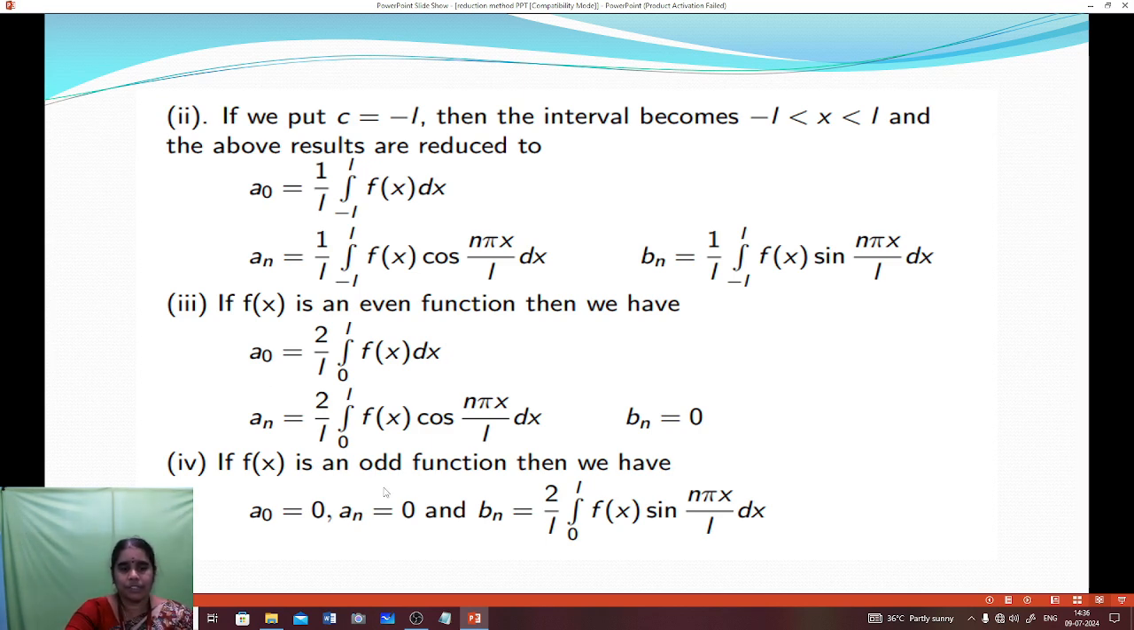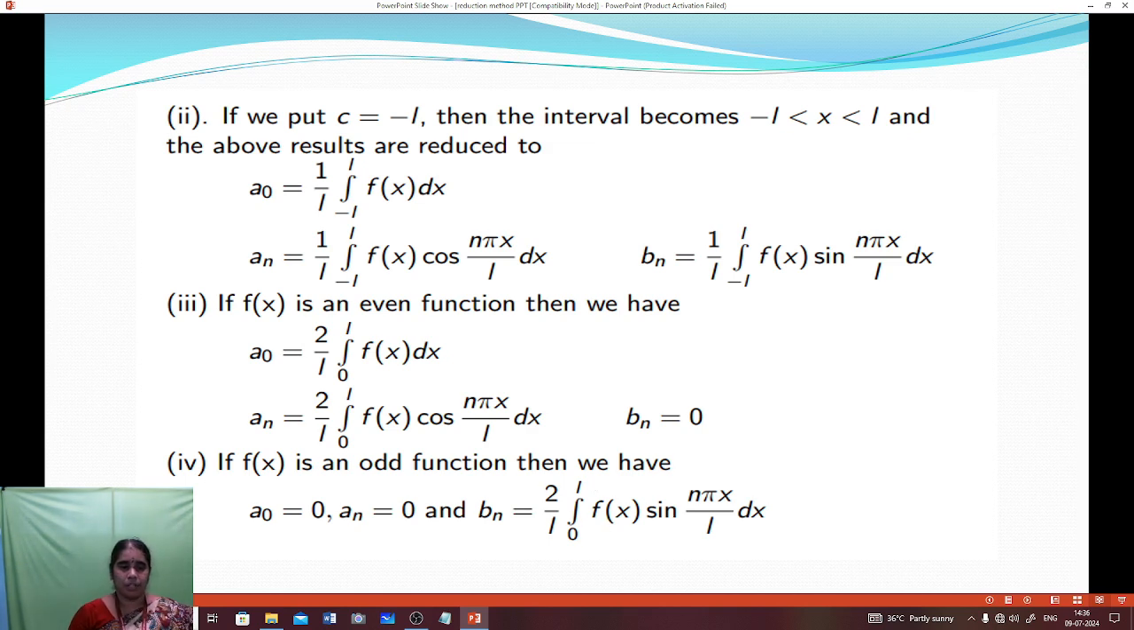Suppose our f of x is an odd function, then we take a0 equal to 0 and an equal to 0. We need only bn. For the even case, we have to calculate a0 and an. For the odd case, we have to calculate only bn alone, which is 2 by L integral 0 to L f of x sin nπx by L dx.